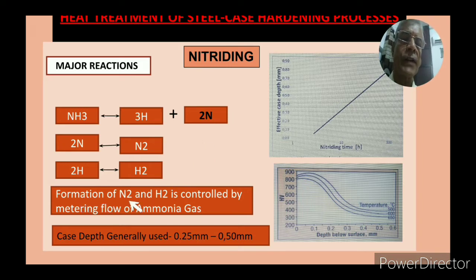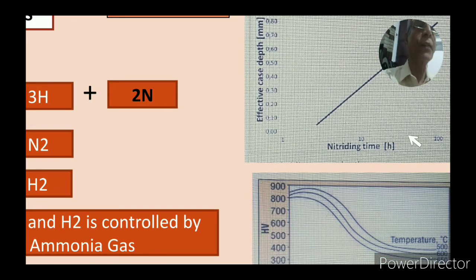So the formation of nitrogen molecule and hydrogen molecule is controlled by metering the flow of the ammonia gas. How is this to be controlled? This is controlled by the flow of the ammonia gas. So this is the nitrogen, the nascent nitrogen, which gets absorbed on the steel surface, making the surface hard. From 10 hours to 100 hours it can take, for different case depths.